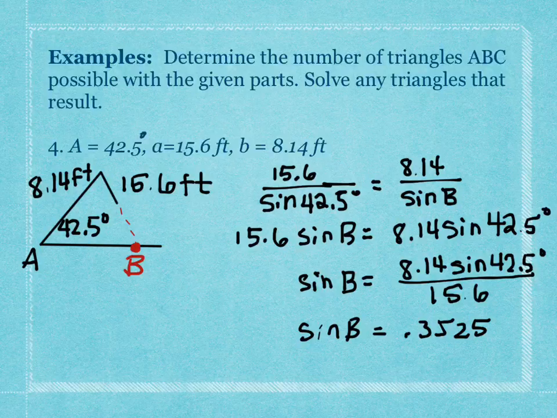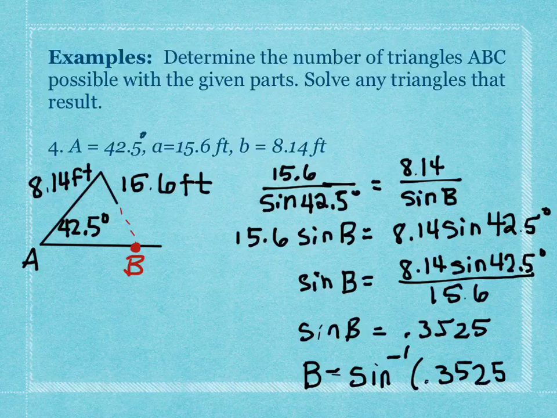Yeah. All right, so some of you were already telling me last time what I needed to do next if it did have a value, and that was the inverse sine. So take your calculator and find the inverse sine. So inverse sine of 0.3525. 20.6.